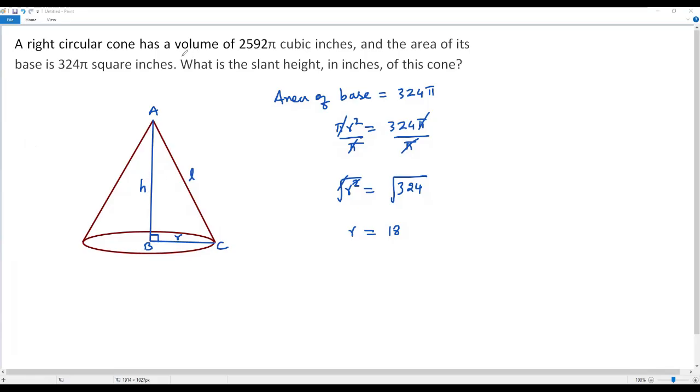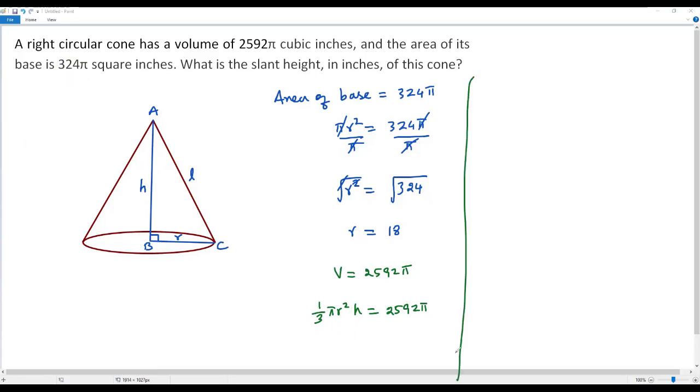For that, we can consider the volume of the cone given over here, 2592 pi cubic inches. That is, the volume of the cone equals 2592 pi, and we have a formula to get the volume of a cone, that is, 1 over 3 times pi r square times height equals 2592 pi. Here in this formula, this pi r square represents the area of the base. We know that the area of the base of the cone is 324 pi. We can plug in this 324 pi for this pi r square.